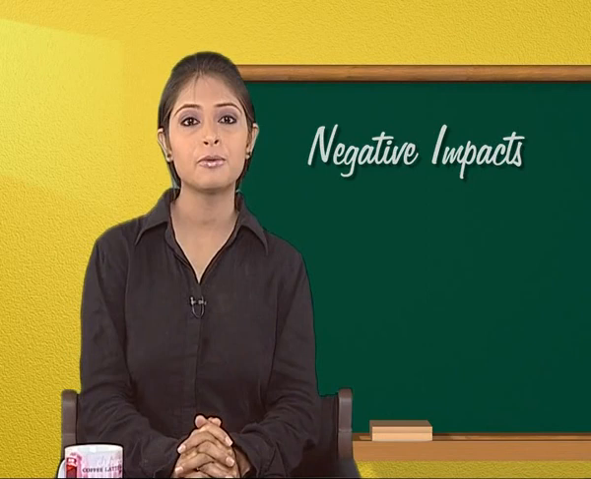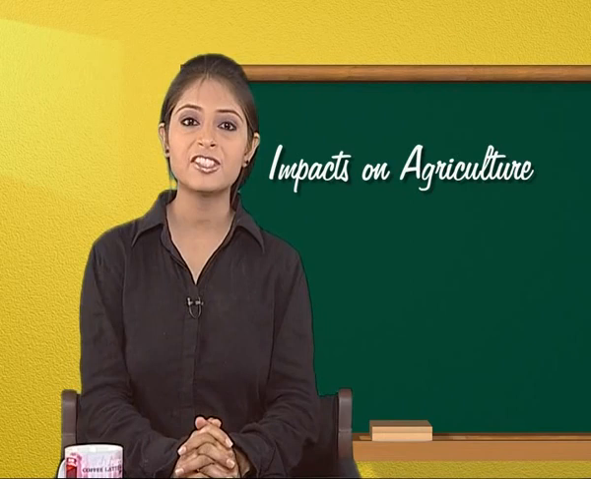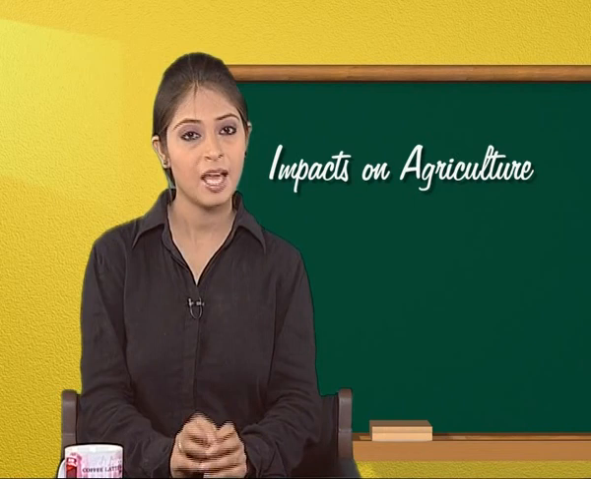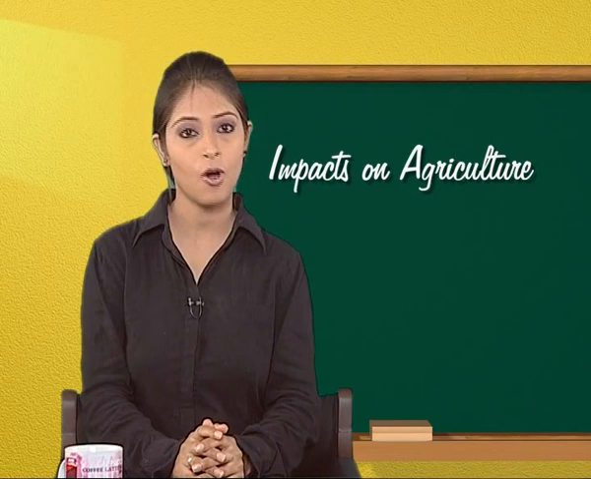As you know, each coin has two faces. So if there are some positive impacts of global warming, it is obvious that there are some negative effects of global warming. Let us discuss the negative impacts of global warming. Firstly, we will discuss the impact of global warming on agriculture. Climate change will affect agricultural yield directly because of alterations in temperature and rainfall, and indirectly through changes in soil quality, pests and diseases. India's annual monsoon rains may even cease altogether.